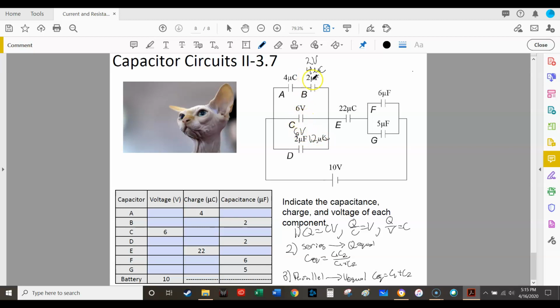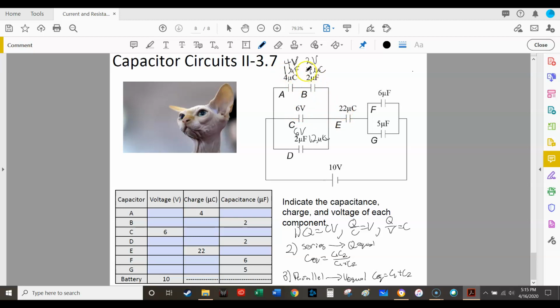Well, this guy right here, we know the voltage here, that's 2. And that means A and B added together needs to be 6. That means this has got to be 4. And now we know the voltage there. It's going to be 4 volts, and we have 4 microcoulombs. So 4 microcoulombs divided by 4 volts, that's going to be 1 microfarad. All right. Well, let's move on.